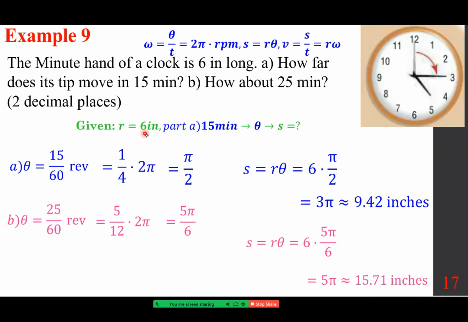So the tip moves that much, moves 9.42 inches in the case of 15 minutes and 15.71 inches in the case of 25 minutes, as long as the radius is 6 inches.